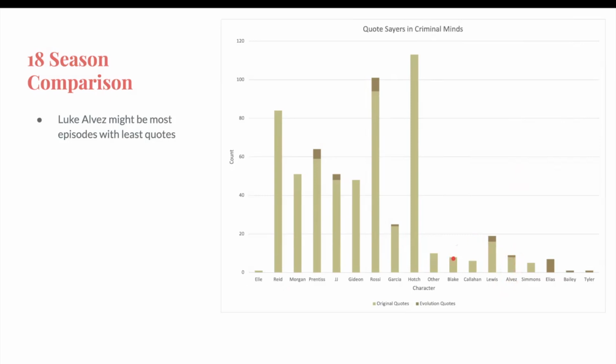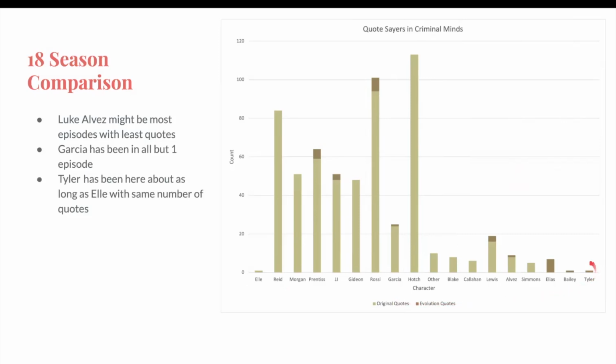Compare that to Blake, who was there for only 2 seasons, and she has just a little bit fewer. Garcia was in all but one episode throughout the entire series. In 18 seasons, there was one season 1 episode that she was not in. I do think the fact that she has fewer quotes is related to the fact that she's not a profiler in the field, and so she does tend to quote when the episode relates more to her.